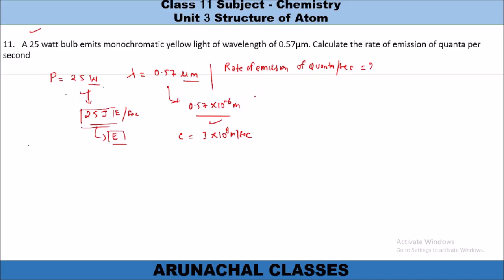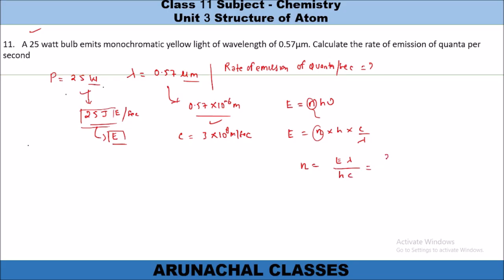So we know that E is equal to nhν. Here n is the number of quanta packets, or you can say n will be the quantity of light emitted per second. So E will be equal to n h ν, where ν is c upon λ. We need to find the n value. So n will be equal to Eλ upon hc.